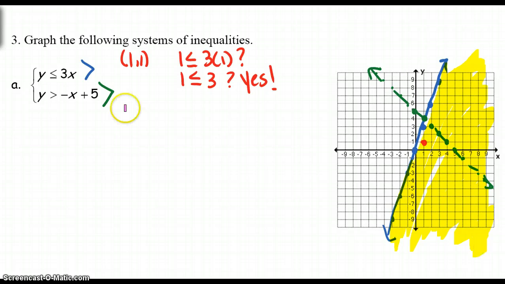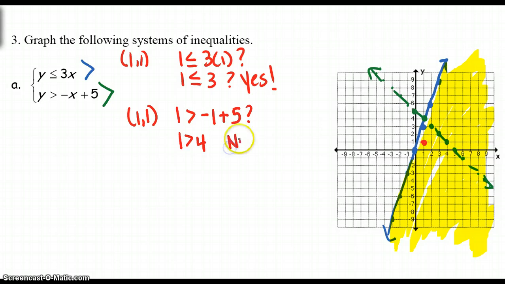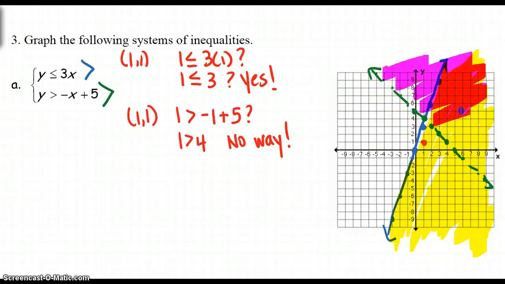Okay, let's tackle this next one. Let's just go ahead and use the exact same point. It's already on our graph anyway. So is 1 greater than -1 plus 5? Or in other words, is 1 greater than 4? No way! So we're not going to shade that side of the green dashed line. So we don't shade this side, we shade the other side. And what hopefully you can see on your screen is we have this beautiful red area right here. These are all our solutions to the system of inequalities.